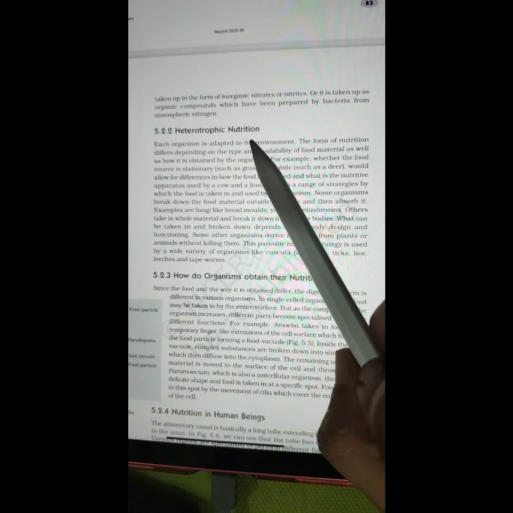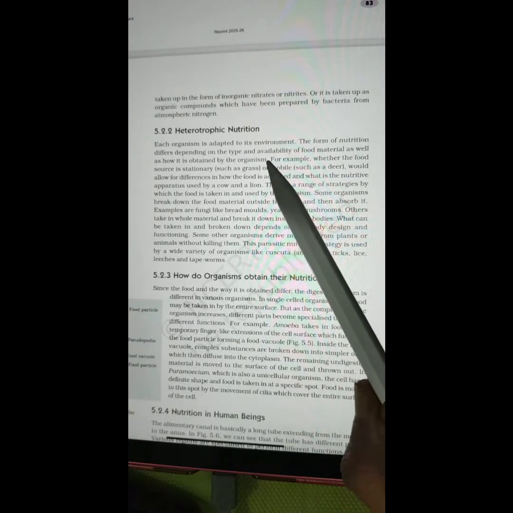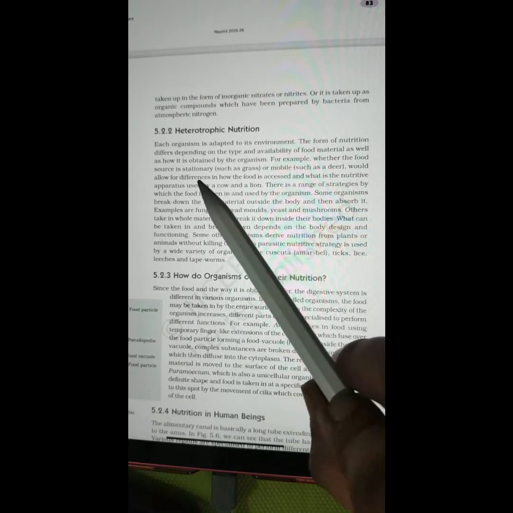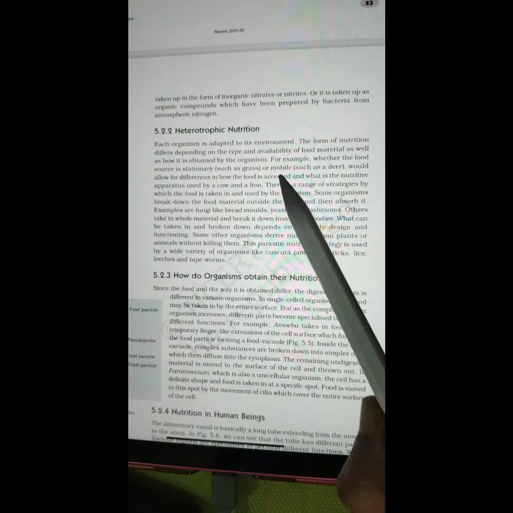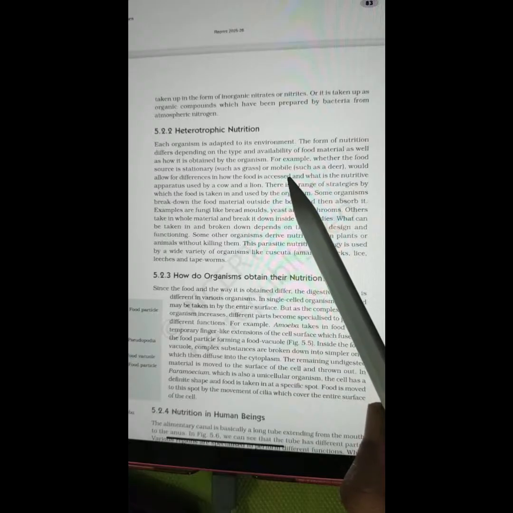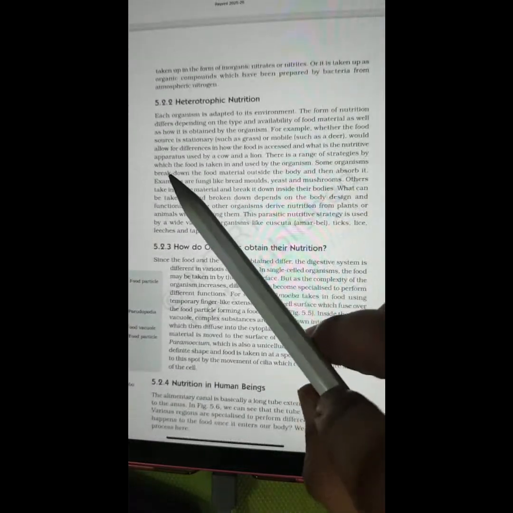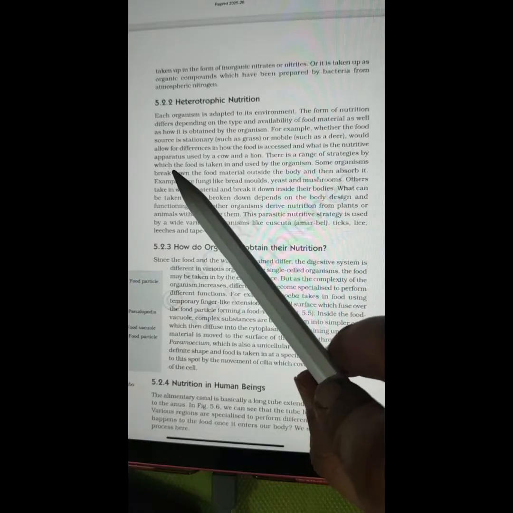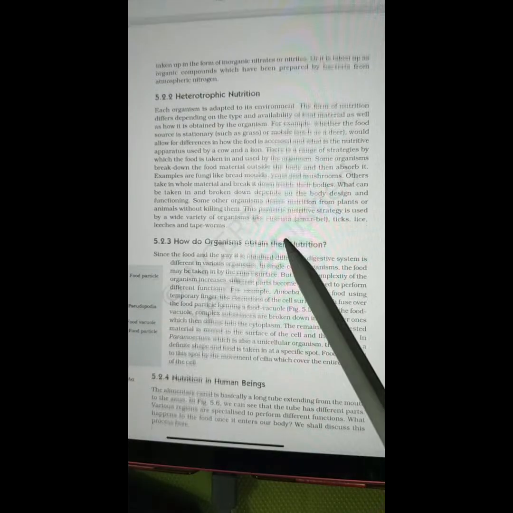Heterotrophic nutrition. Availability. Stationary. Mobile means movable. So deer is movable. Nutritive apparatus. This word is mushrooms.